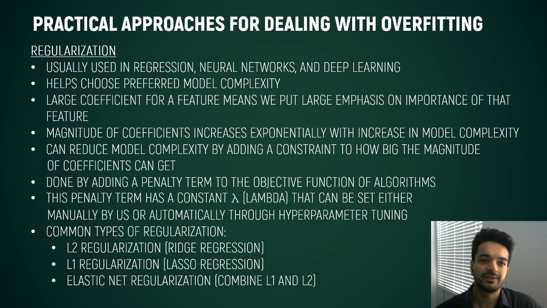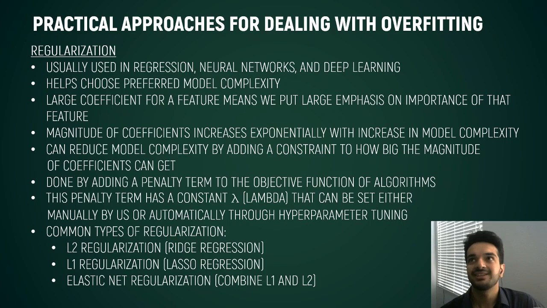Now, another way to deal with overfitting is through regularization. This is usually used in regression, in neural networks, and deep learning. Essentially, this helps us choose preferred model complexity. By model complexity, I mean the degree of the polynomial. If you're thinking of it in terms of regression, a polynomial with degree 2 will have x squared, or x raised to 2, as the most complex term, and a polynomial with degree 8 will have x to the power 8 as the most complex term.